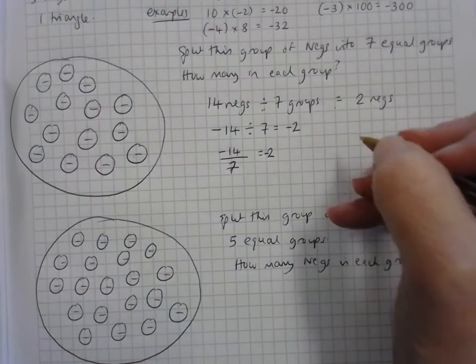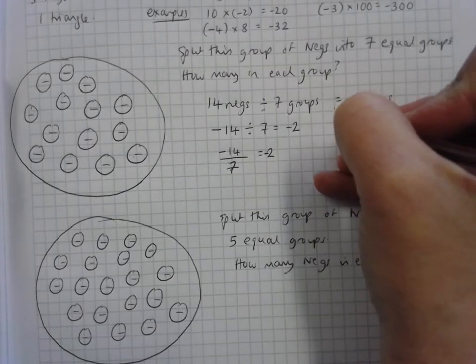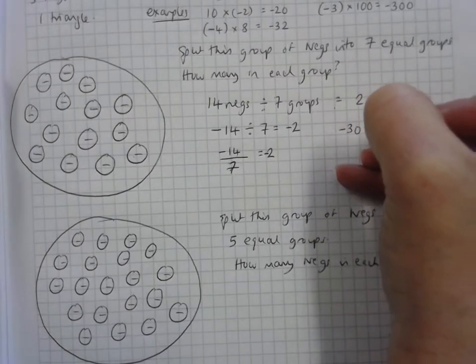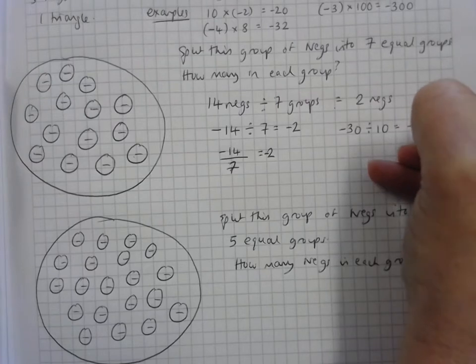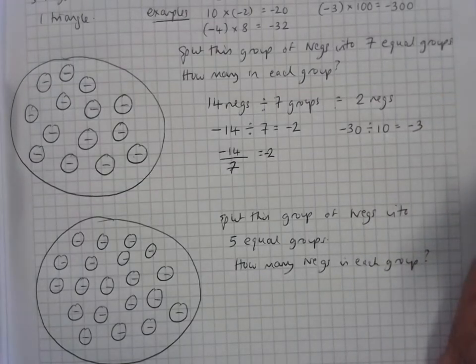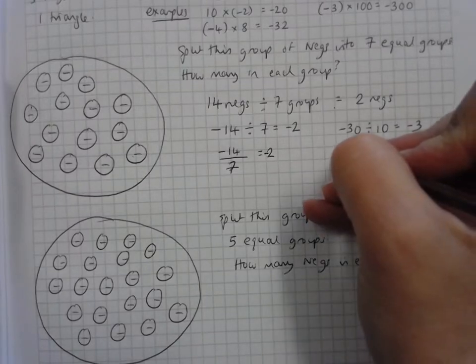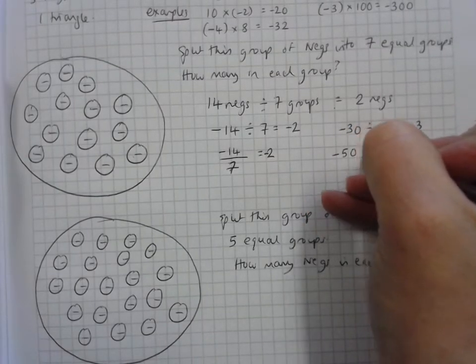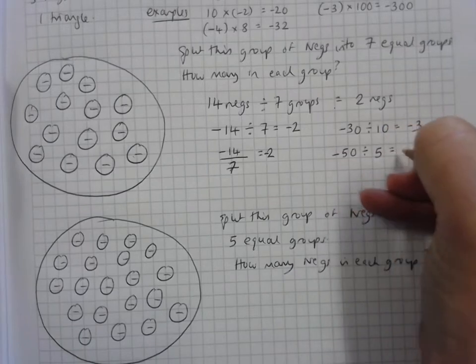Say we had negative 30 divided by 10. That would be negative 3, because if I divided 30 negs into 10 groups, there'd be 3 in each group, negative 3. Or negative 50 divided by 5 would be negative 10.